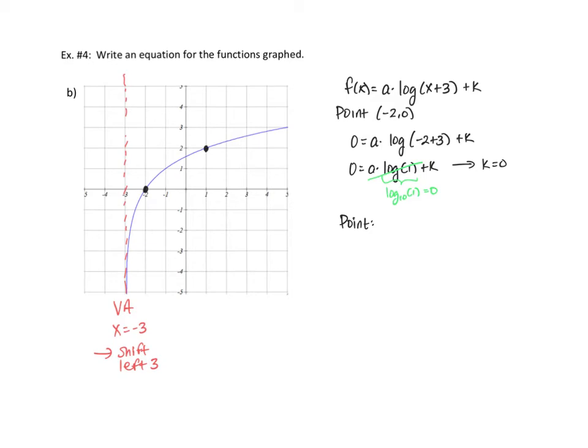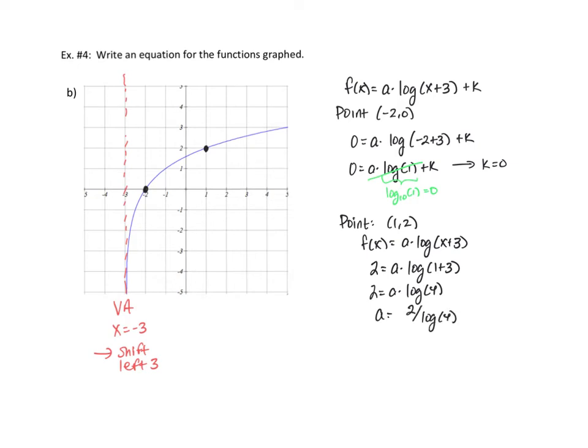So another point we could use is the point 1, 2. So I'm thinking about my function as a times the log of x plus 3. I don't need my plus k now that I know that k is equal to 0. So plugging in, I have 2 is equal to a times the log of 1 plus 3. So 2 is equal to a times the log of 4, and a is 2 divided by the log of 4. So putting this all together, our function, f of x, is 2 over the log of 4 times the log of x plus 3.